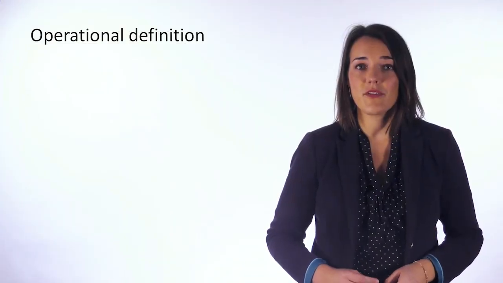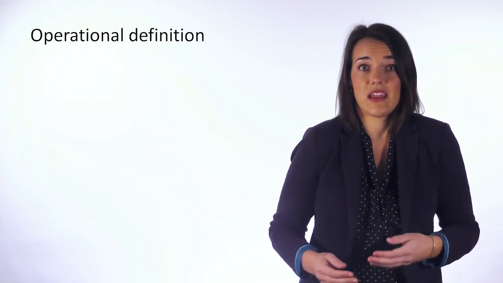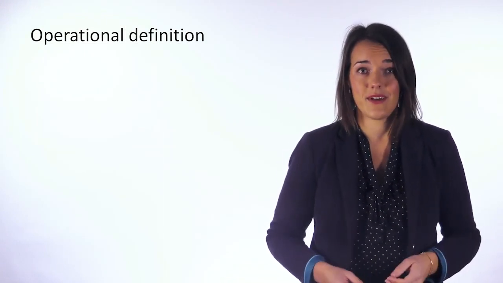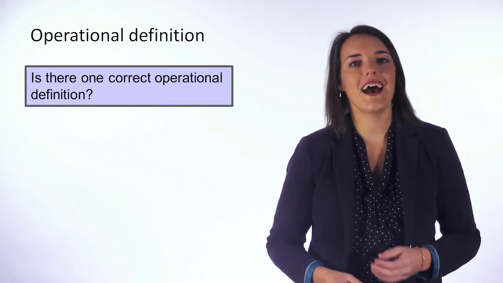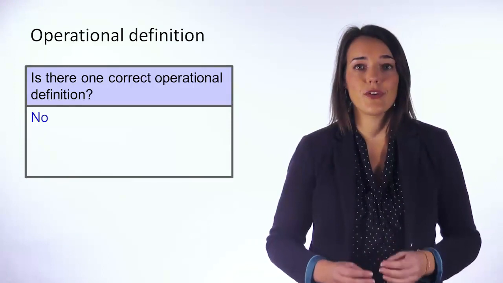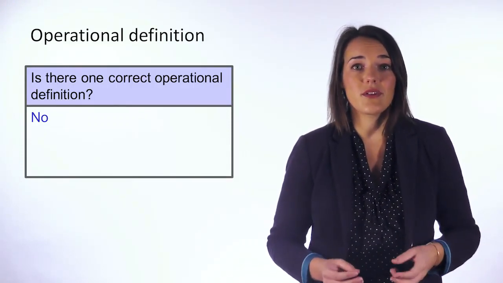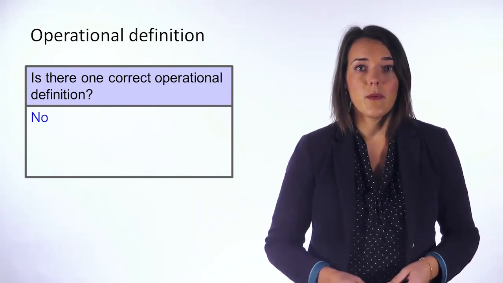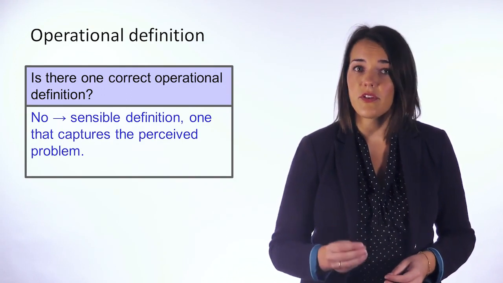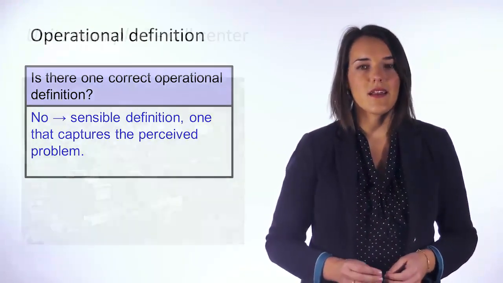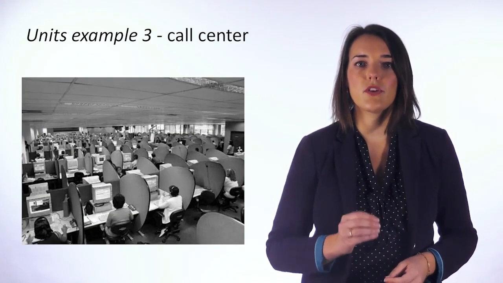An operational definition can be a little arbitrary. Why would you choose 3 minutes and not 5? And the question arises, is there one correct operational definition? Well, the answer is easy. No, there is not one correct set of agreements to measure a variable. The point is not to get a correct operational definition, but to get a sensible operational definition, one that captures the perceived problem. Let's take a look at a third and final example to illustrate the concept of a unit.